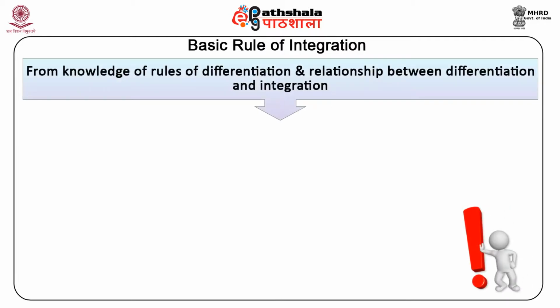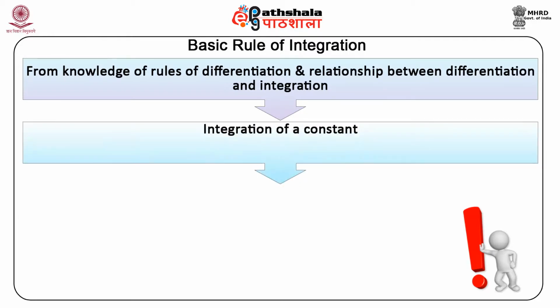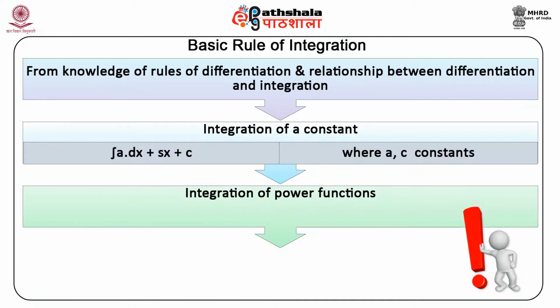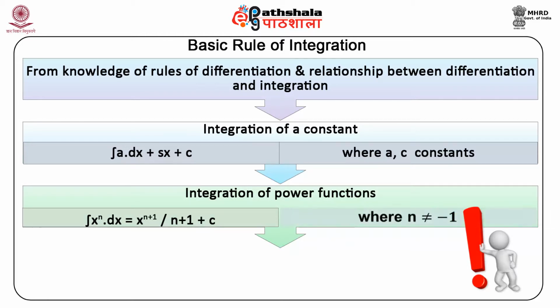Moving on to basic rules of integration. From the knowledge of rules of differentiation and the relationship between differentiation and integration, we can write the following formulas for the integration of functions. First, integration of a constant. Integration a dx is equal to ax plus c, where a and c are constants. Two, integration of power functions. Integration of x^n dx is equal to x^(n+1) divided by n plus 1 plus c, where n is not equal to minus 1.